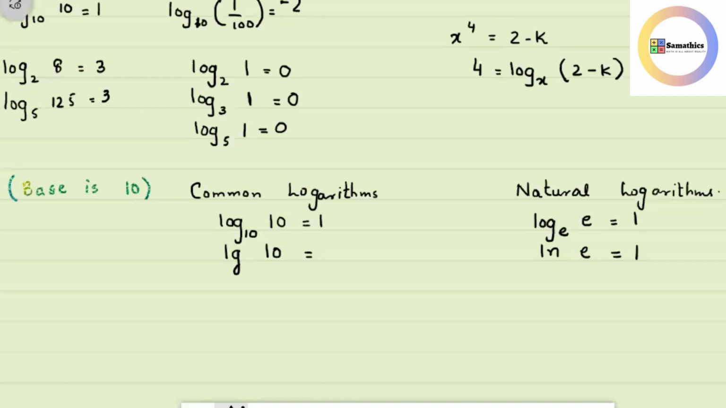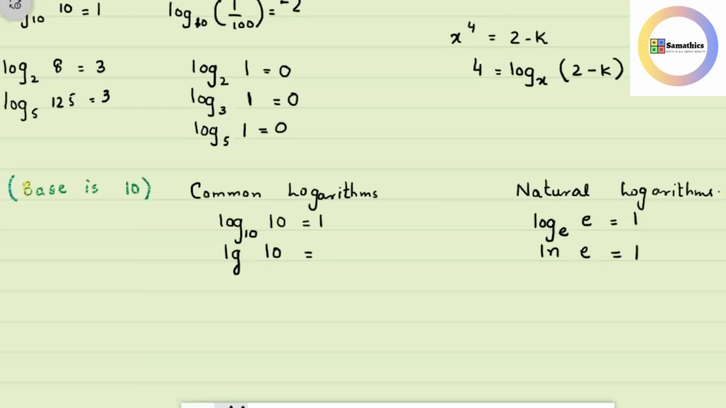Clear? So you must know the difference between lg and ln. The base is already there. Whenever the bases are other than this, then we have to write the base. If the base is 2, 3, 5, 7, or whatever, then we have to mention it. But if the base is 10, then we simply write lg 10.